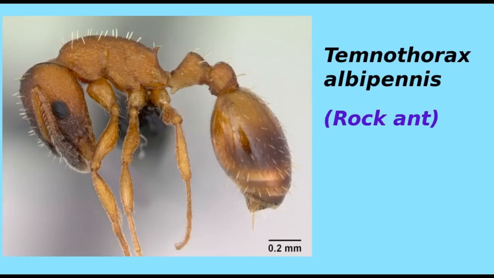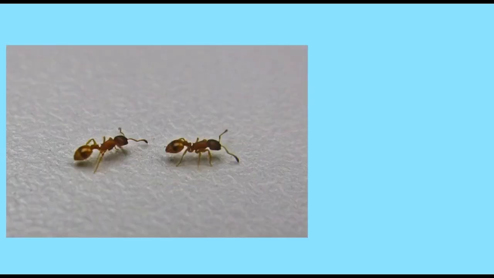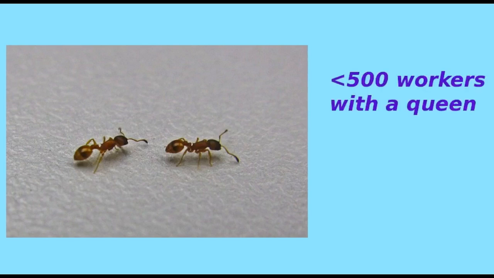What you see here is a species of ant called Temnothorax albipennis, occurring throughout the European countries. It is the rock ant, which builds simple nests in the rock crevices. These small ants live in colonies of fewer than 500 workers with a queen.